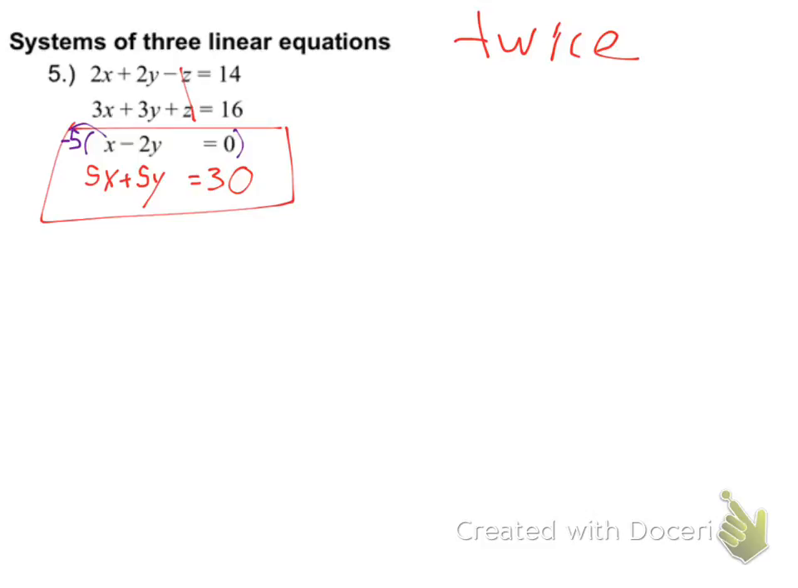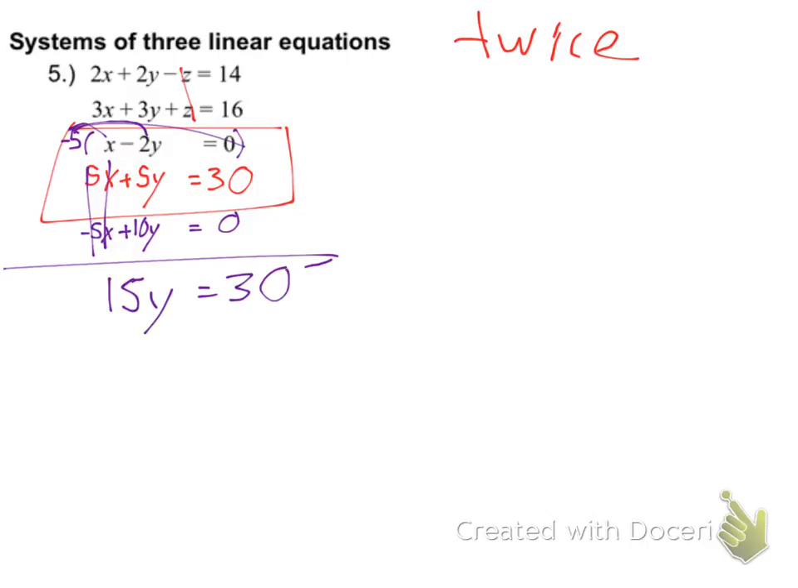-5 times x. Yeah, we engineered that to happen. Then negative 5 times negative 2y is positive 10y. And negative 5 times 0 is 0. And now I'm going to add those two together. We engineered that to happen as in the x's will cancel. And what's 5y plus 10y?